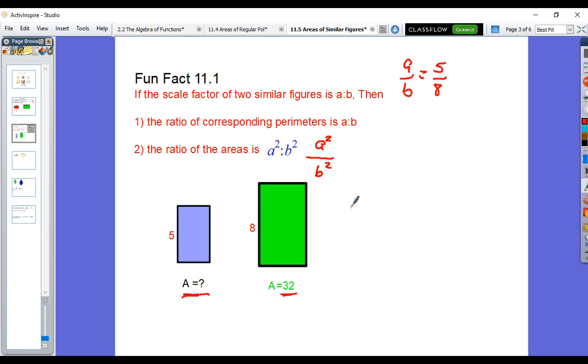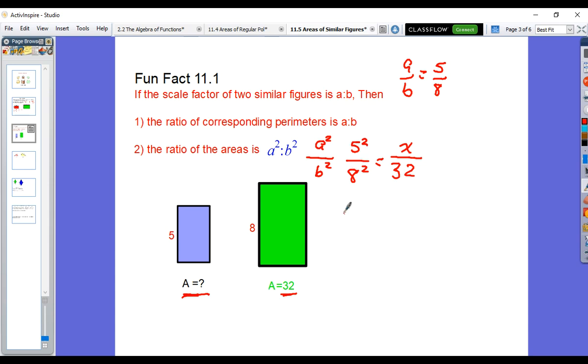So we set this up as a proportion. We'll say, all right, A squared to B squared, so 5 squared to 8 squared is equal to the area of the smaller one, x, over the area of the bigger one, 32. Now, if you were to write this the other way around, 8 squared over 5 squared, then you would have to flip this. The way you set up this proportion is the same way you set up the area ratio here.